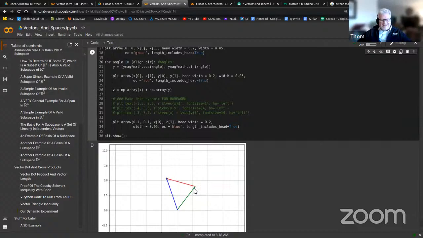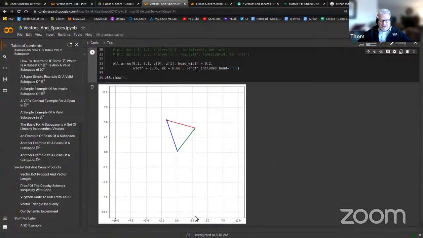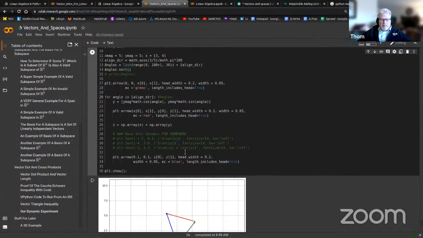Okay, good. Because this one's fixed, right? We know it's got a magnitude of 5. It's going 3, 4. So, but why? We've got a problem with our math here. Oh, I know what's going on. We need to make sure this is in radians, the same thing that just happened above.